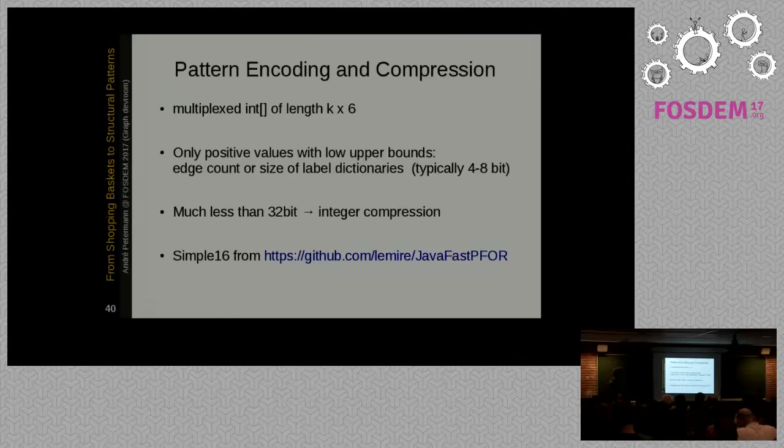And we know that we only have positive values, and we have very low upper bounds of the values. So the upper bound is the edge count or the size of the label dictionaries. And typically, we do not exceed 4 to 8 bits. I say just typically. Of course, you can create data sets where it's different, but in most use cases, that's enough. This is much less than 32 bits, which is usually required for a single integer. So we can use an integer compression, and in our data sets we can roughly encode a complete edge from 6 to 1 integers, and we use Simple16 from this nice open source package for this.